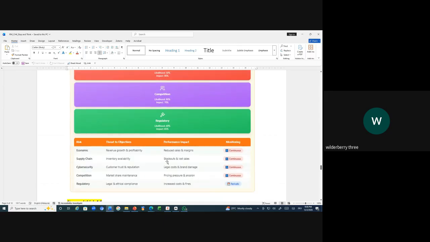Just to have an idea here. And then you see here, what is the risk? What is the threat to the objective? What is the performance impact? And what is recommended to do? With this table, you can also use, of course, in the exam tables to explain.